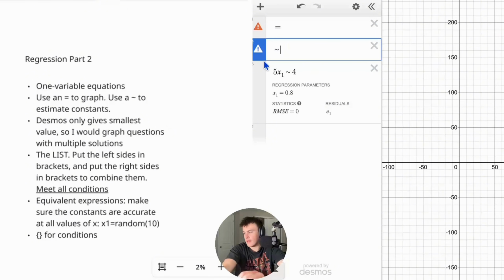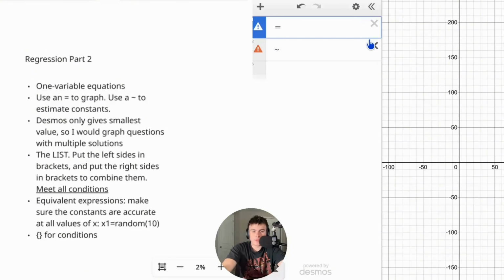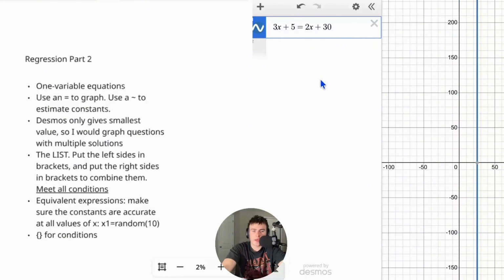Sometimes you might be doing both at once. You might be graphing and using a tilde, but we will get there later. Okay, so they're distinctly different. The tilde is used to estimate constants. The equal sign is used to graph. Now, let me show you how that would work. Let's say we had 3x plus 5 equals 2x plus 30. You could put an equal sign if there's just one variable because it's just an x value. It'll solve for the x value really easily. But if you had a constant, you'd probably use a tilde. You could also use a tilde here though, because we have one solution.